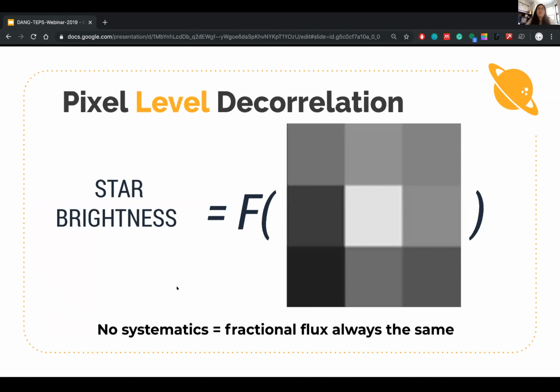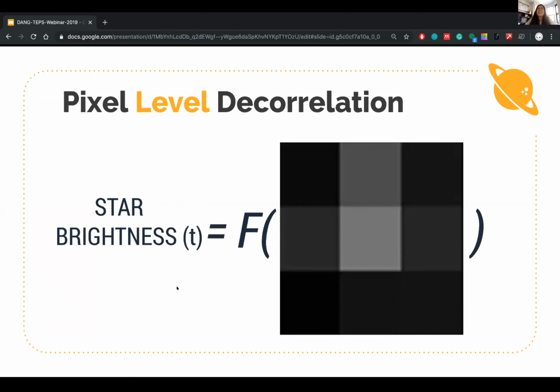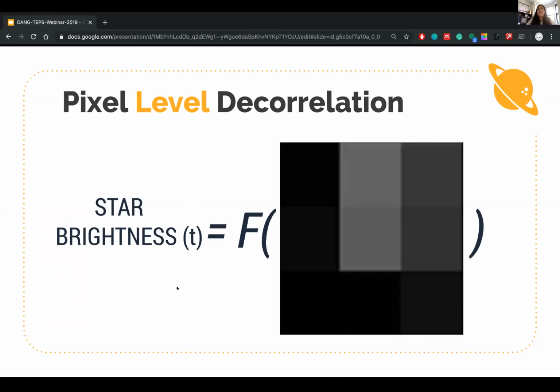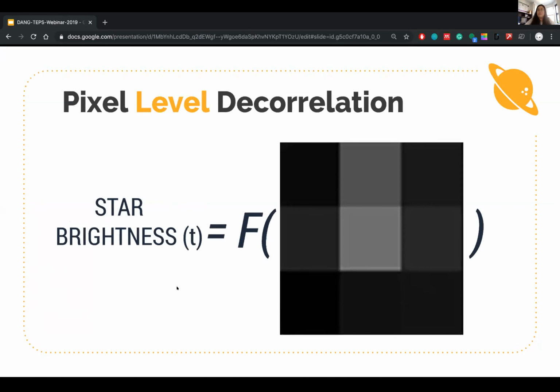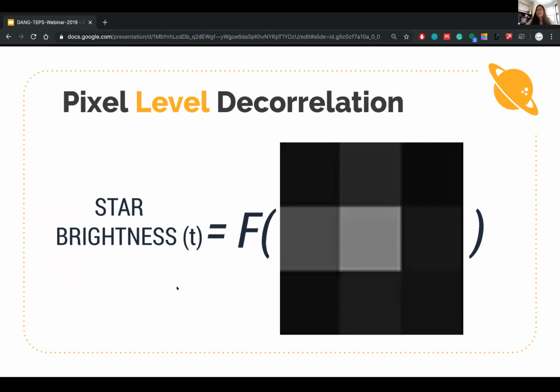Pixel level decorrelation stipulates that when you have an image of a source, like the one that you see on the right, then the source brightness is some arbitrary function of the intensity of each of the pixels near the centroid of your source. If the star gets brighter and there are no systematics and the centroid of the source does not change, the fractional flux recorded by each pixel should remain unchanged. But in reality, there are detector systematics, and the telescope's pointing isn't always perfect. This means that any changes in the fractional flux measured by each of these pixels is due to systematics.